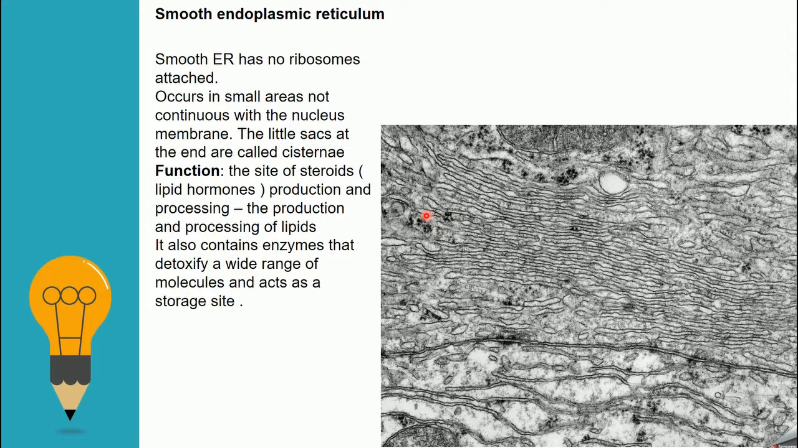So this is a site of steroids. It's where lipids are produced and processed. And this smooth endoplasmic reticulum also contains enzymes that detoxify a wide range of molecules and acts as a storage site. So what I want you to get from this is that the smooth endoplasmic reticulum has no ribosomes attached, it's not near the nucleus, and the little sacs at the end of it are called cisternae, and it makes lipids. It produces and processes lipids.